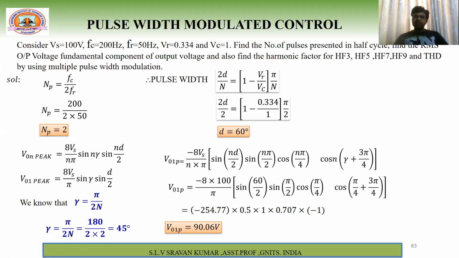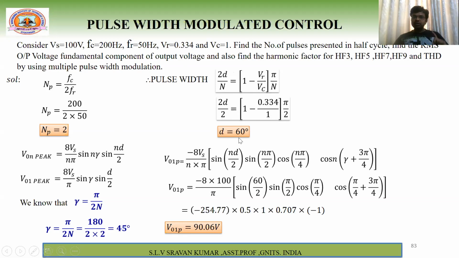Then what is the pulse width? Just now we have derived the formula: 2d by n is equal to 1 minus Vr by Vc into pi by n. With n equal to 2, and Vr equal to 0.334 divided by 1, into pi by n, D is equal to 60 degrees.